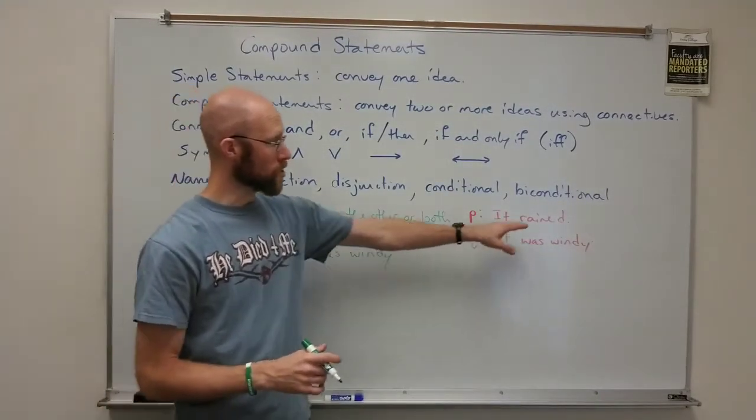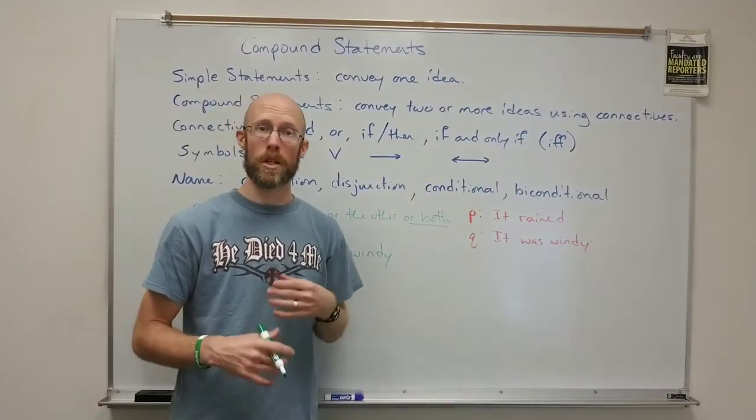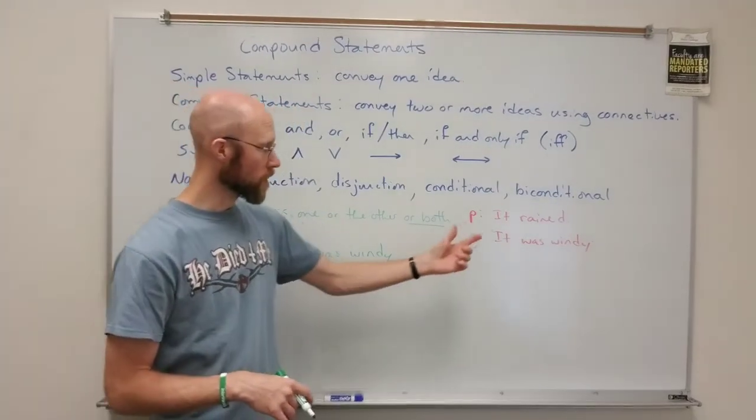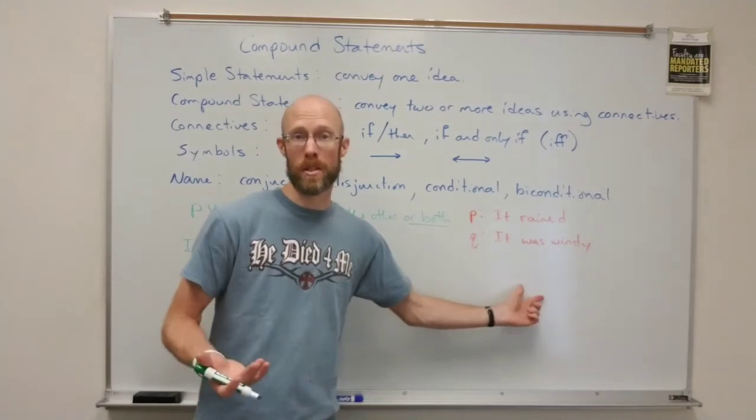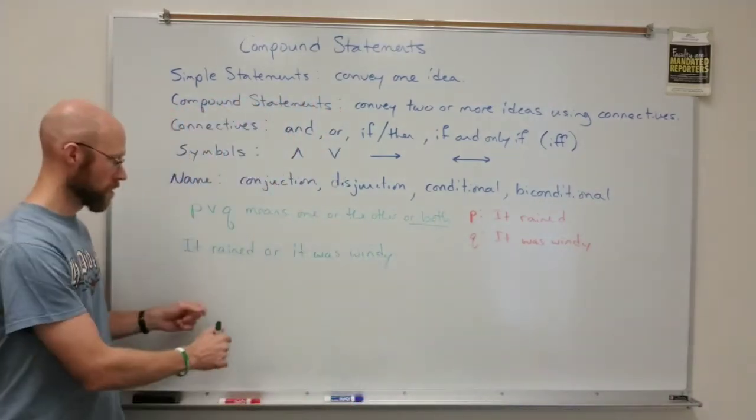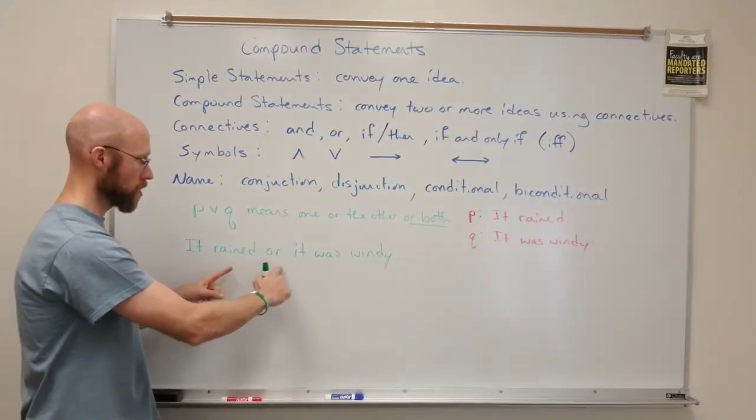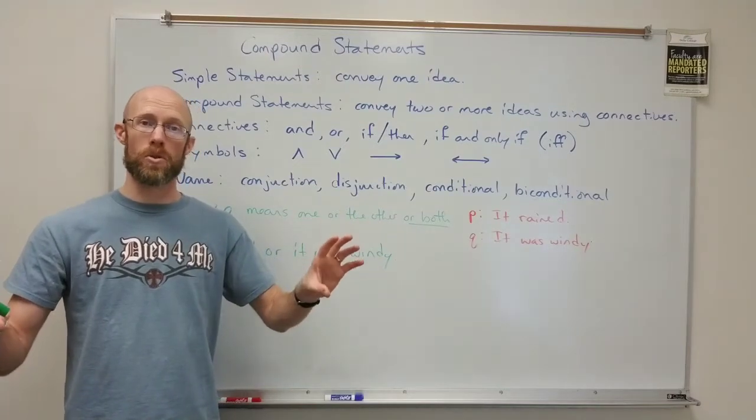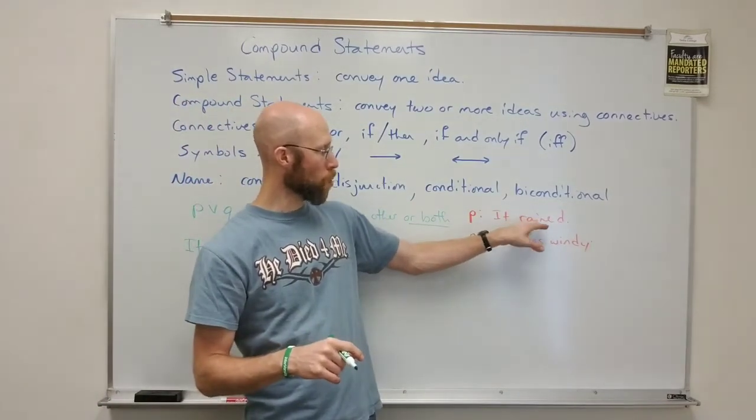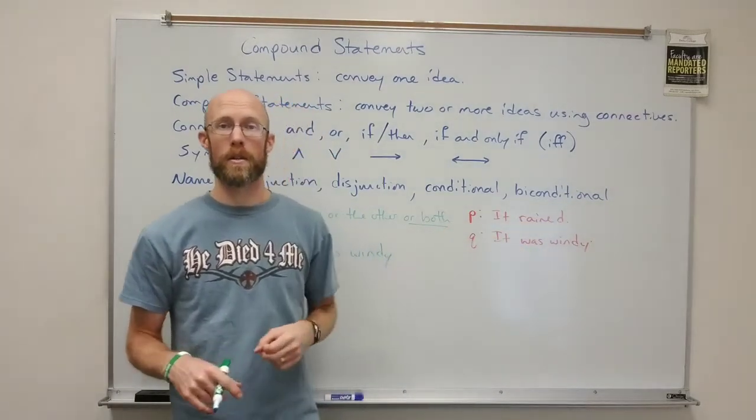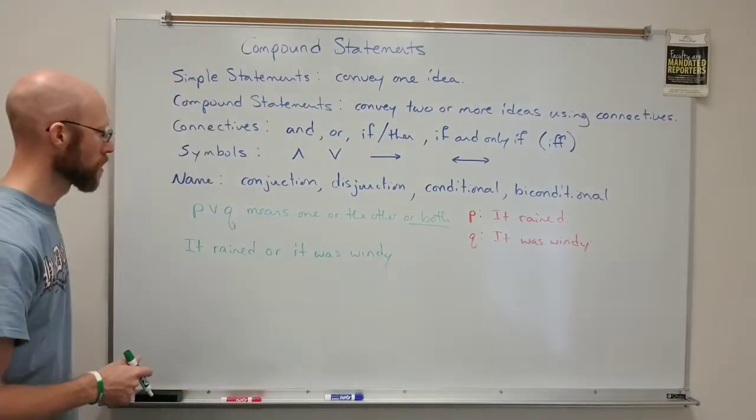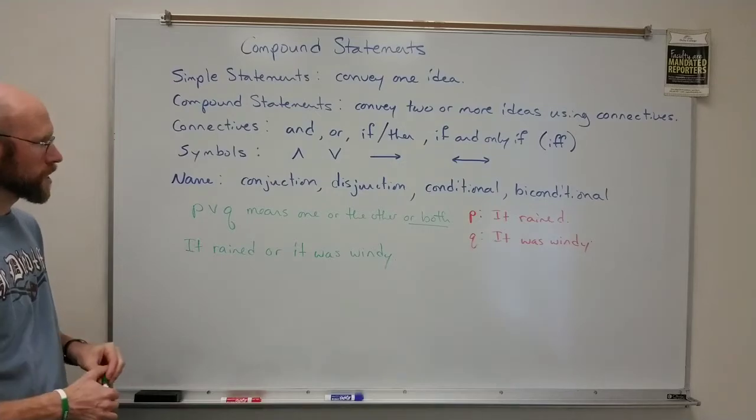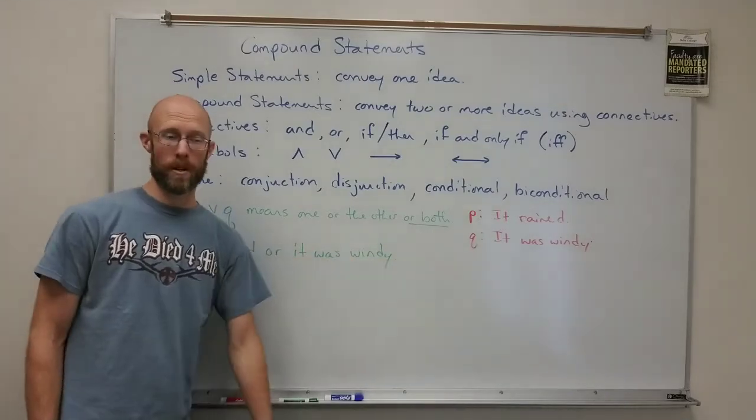And all we really need is one or the other or both to be true in order for the compound statement to be true. So you could have a true P and a false Q, for instance. It could be rainy but not windy. But then this would still be true: it rained or it was windy. The compound statement is true when one or both of the parts are true, okay? So that's the idea of disjunction. We do want to allow for both here.